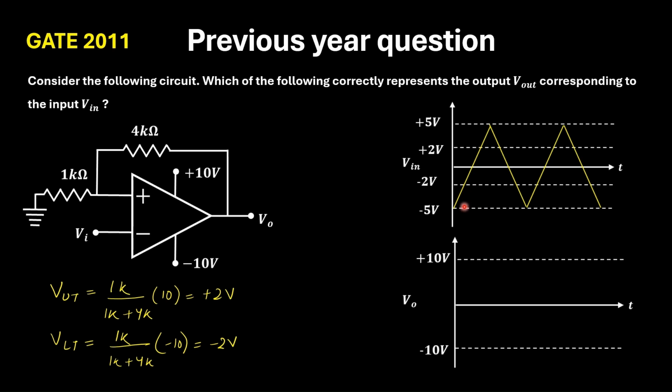So now if you see this plot, the input is increasing. So when the input signal is increasing, until and unless it crosses the upper threshold, that is plus 2 volt, from here till here, it will be in plus saturation. Then when it comes down, when it goes lower than minus 2, there it will go to plus saturation again.